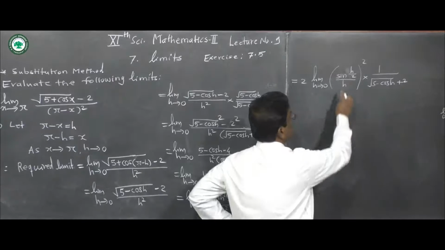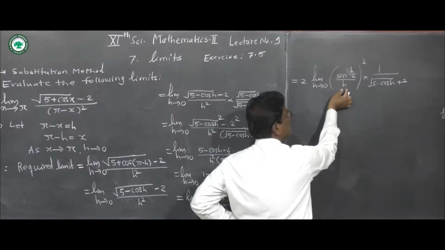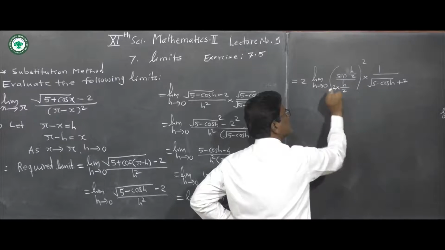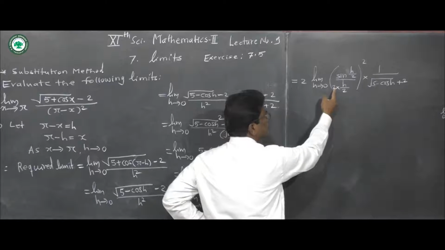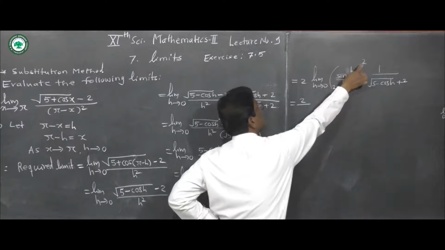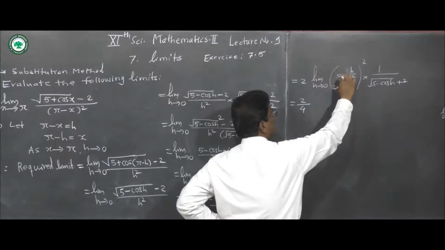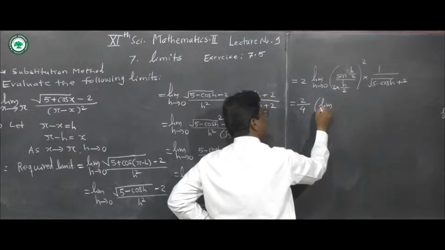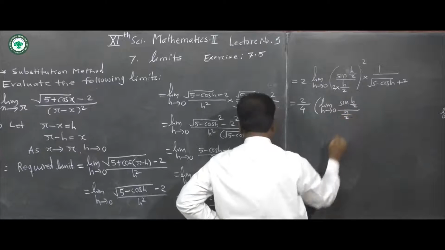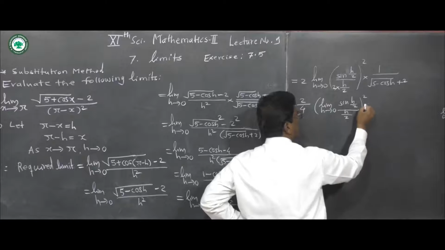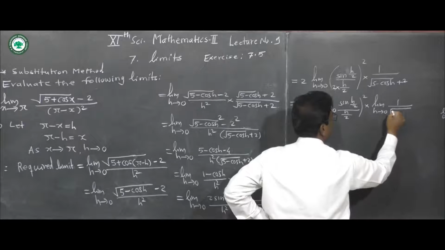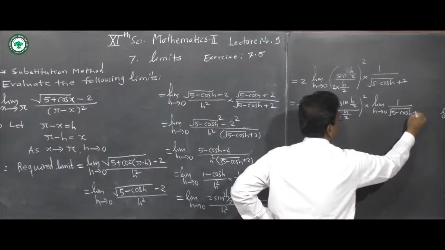Okay. Now here sin of theta divided by theta. Theta is here h by 2. Here h, so divided by 2, and into 2, we adjust this 2. Now take this 2 outside the limit. That is 2 square, so it is 2 upon 4. And separate the limit for this and this. So limit as h tends to 0, (sin of h upon 2 divided by h upon 2) bracket square into limit as h tends to 0, 1 upon under root of 5 minus cos h plus 2.